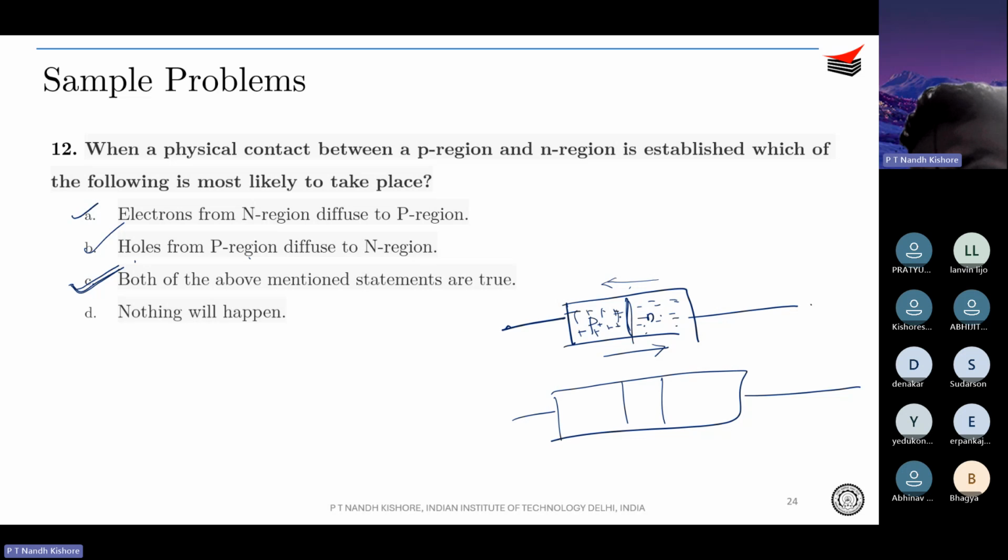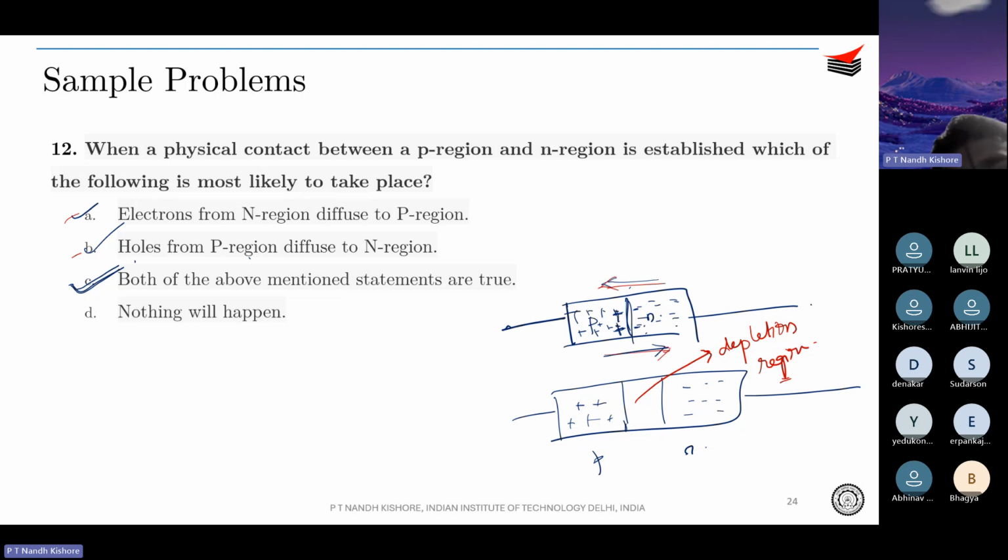The electrons and holes nearby will get diffused with each other, and eventually a region of neutral ions will be formed. So you have your P over here and your N over here, and then you have something called a depletion region. But when a physical contact occurs, electrons go from the N side to the P side, and holes go from the P side to the N side.